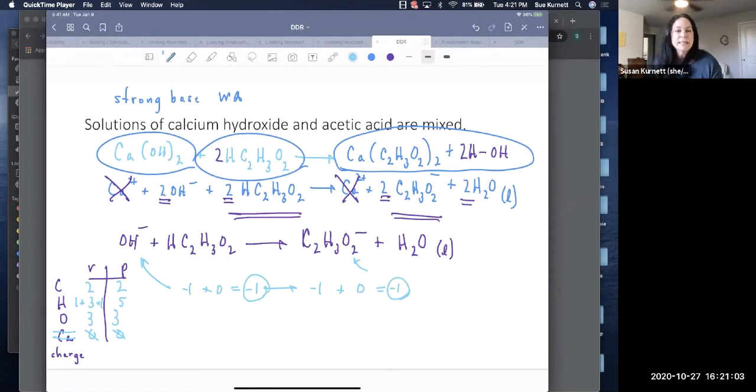The reason that it isn't 0 and 0 on both sides is because it's a net ionic equation. So for the molecular equation, it would be 0 and 0 on both sides. For the total ionic, it would be 0 and 0 on both sides. But when we cancel the spectators, which are present, but not doing chemistry, we can have a non-zero charge.